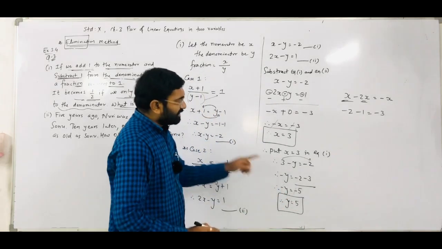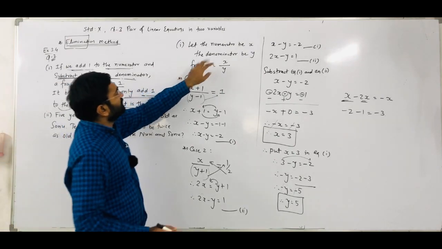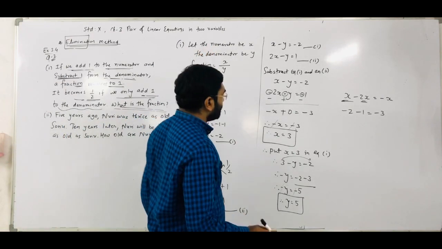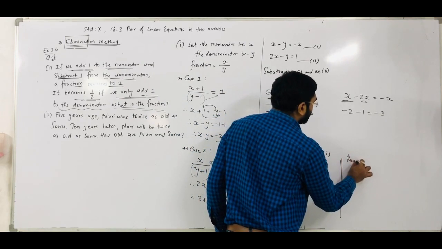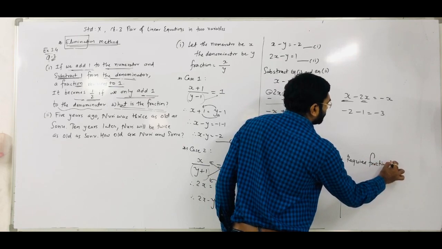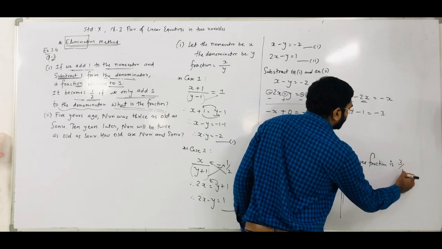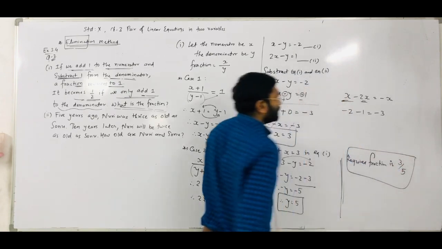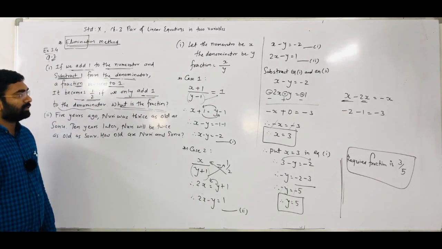x is equal to 3, y is equal to 5. As per the question, we have to find the fraction. For the fraction, we assume x as the numerator and y as the denominator. So the required fraction, if you write it in x by y form, is 3 by 5. That is our answer to the first question. Okay, so that way we can solve question number 1.